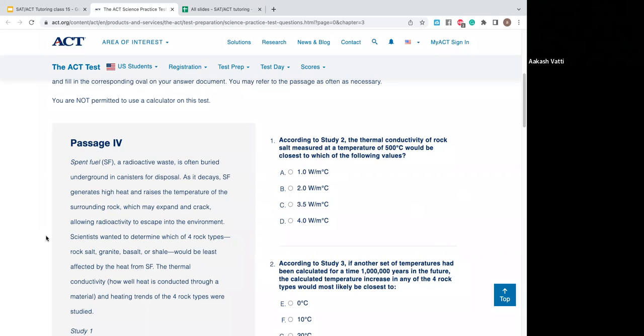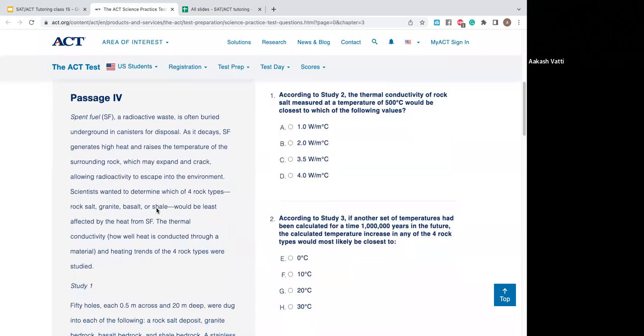All right, so passage 4. Spent fuel, SF, is a radioactive waste. A radioactive waste is often buried underground in canisters for disposal. As it decays, SF generates high heat and raises the temperature of the surrounding rock, which may expand and crack, allowing radioactivity to escape into the environment. Scientists wanted to determine which of 4 rock types, rock salt, granite, basalt, or shale, would be least affected by the heat from SF. The thermal conductivity, how well heat is conducted through a material, and heating trends of the 4 rock types were studied.